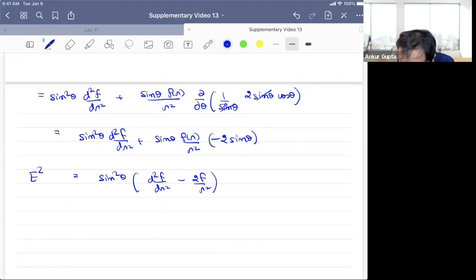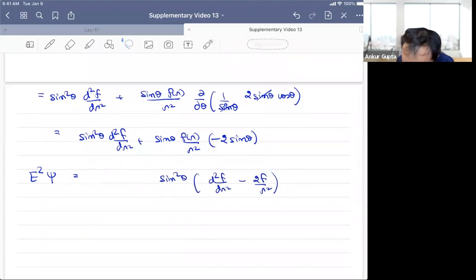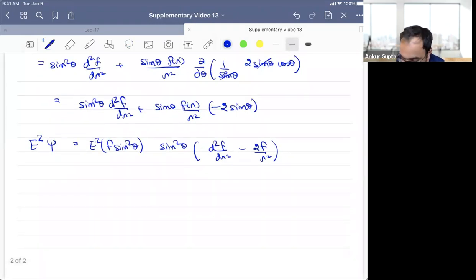So this is E² of ψ, or rather this is what we get: E² of f sin²θ. Now, one approach is that we basically do the same thing again like I did just now, and try to get the result. The other thing is, we can see a pattern emerging: the sin²θ has come out, the sin²θ had gone in my input.